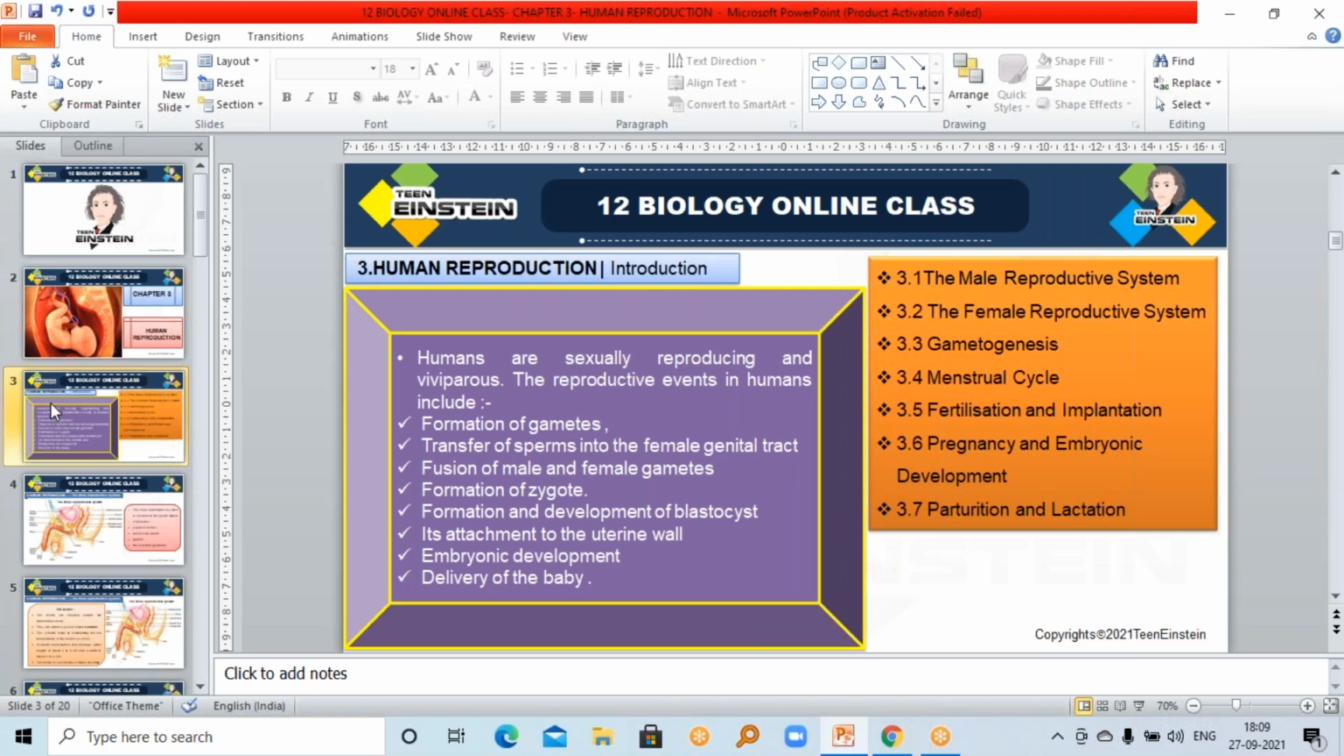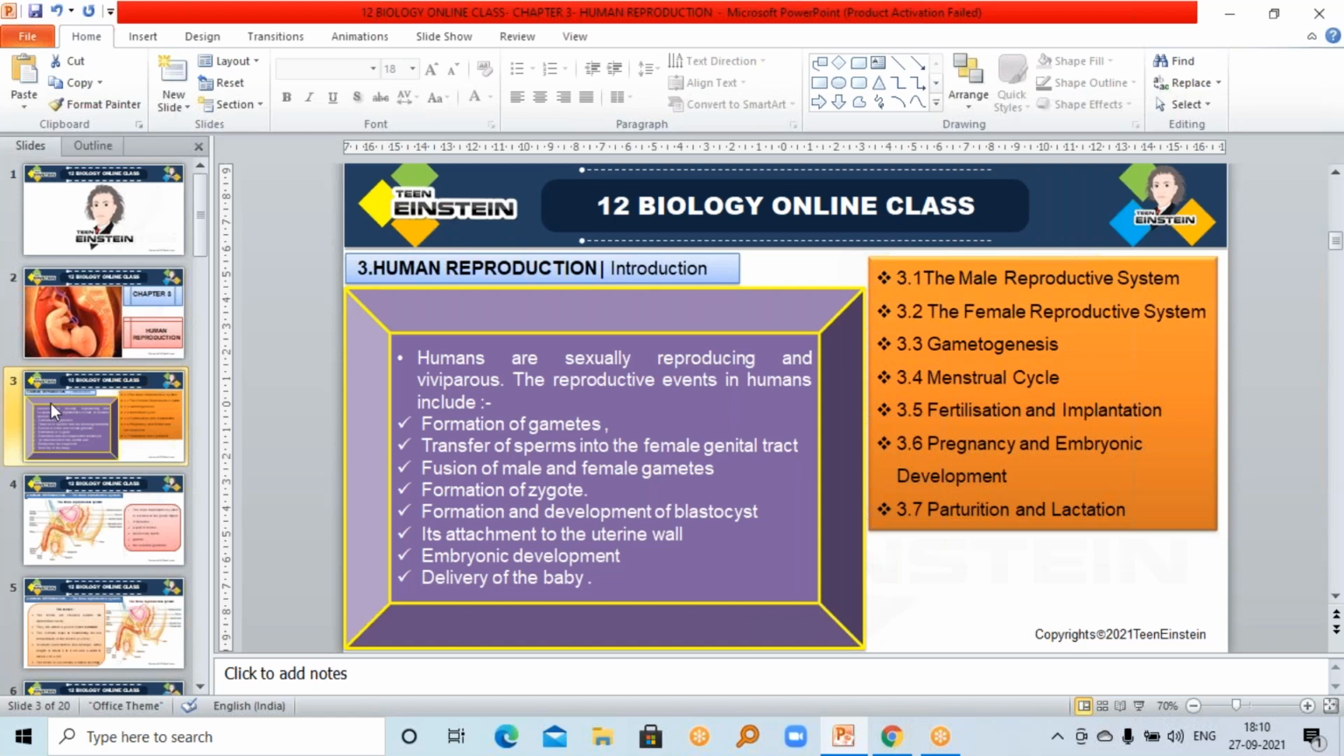Okay. Then next is the supporting structures. In male, the supporting structure is the penis. In female, it is the vagina. In female, which is the supporting structure? Vagina. And in male, it is the penis. These two help in the delivery of gametes.